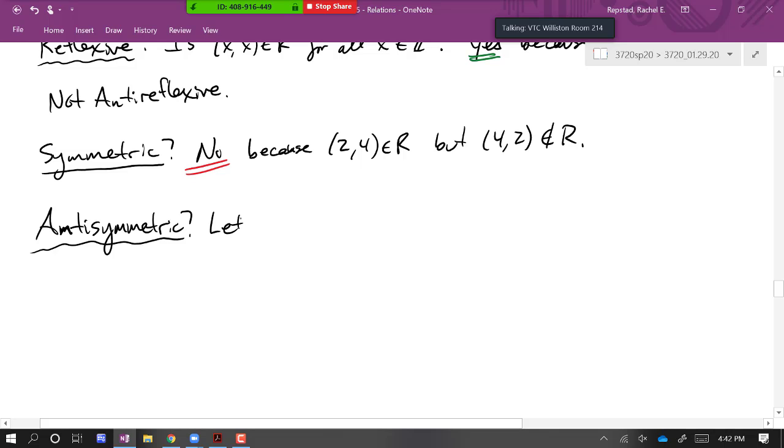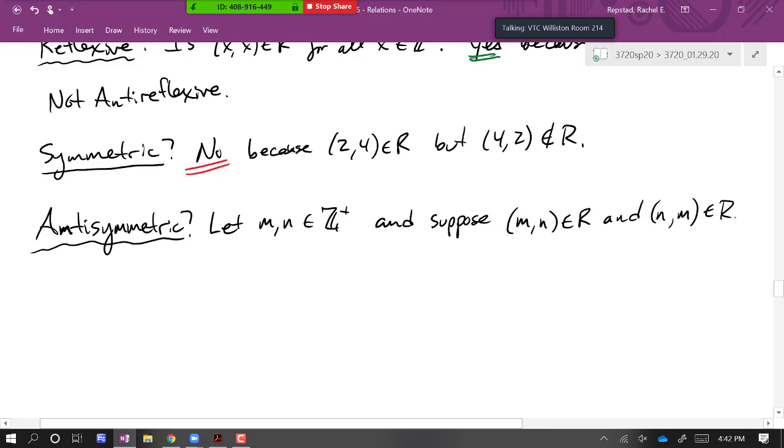So I'm going to start by saying let's let m and n be positive integers. And let's suppose that m is related to n and n is related to m. Like, we're going to suppose that we have found an instance of symmetry in this relation. If this is anti-symmetric, we're hoping to be able to conclude that n and m are the same positive integer. So, let's see what this gets us.